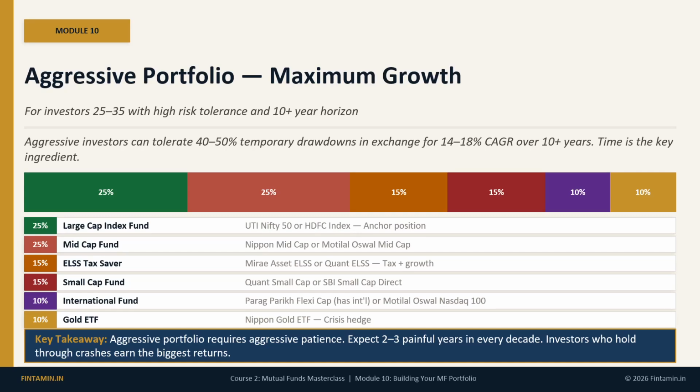The winners are the ones who kept their SIPs running through every crash. 2008, 2011, 2013, 2016 and 2020. Every crash looked like the end of the world. Every time the market recovered and went to new heights. Stay invested, stay systematic, and trust the compounding process.